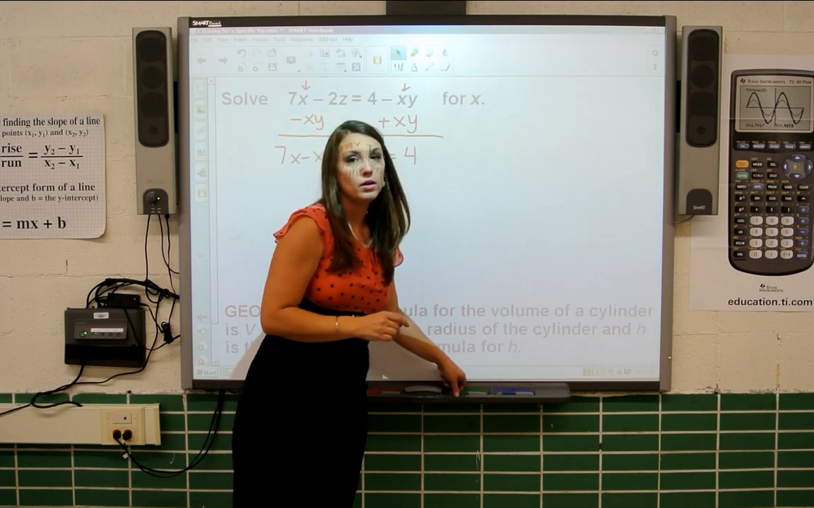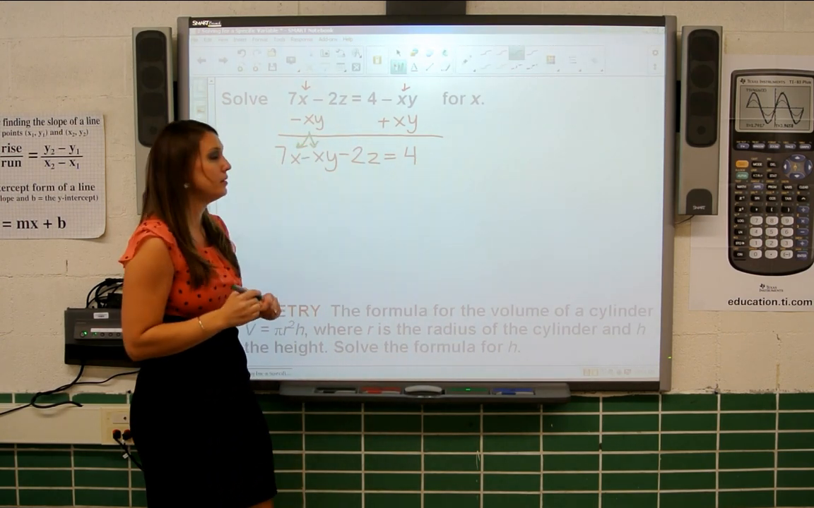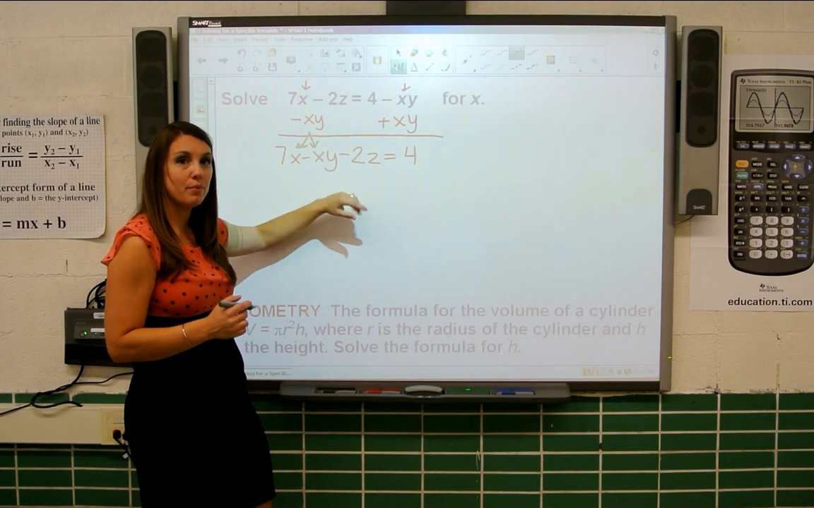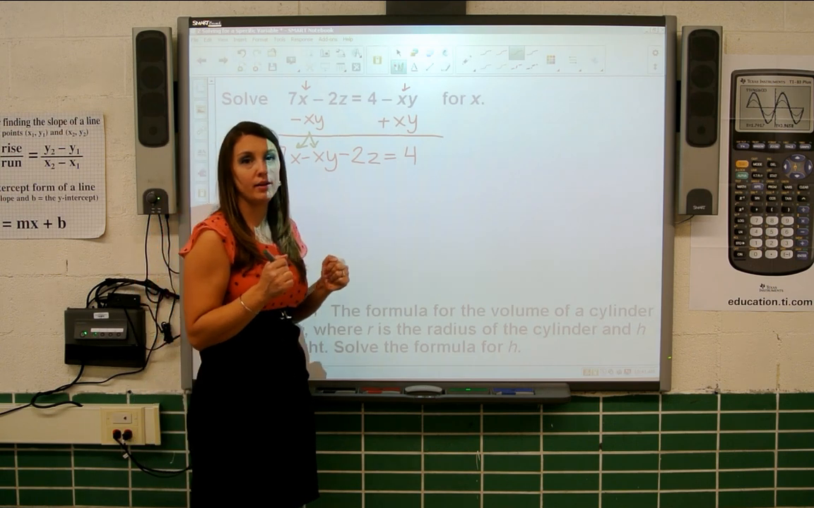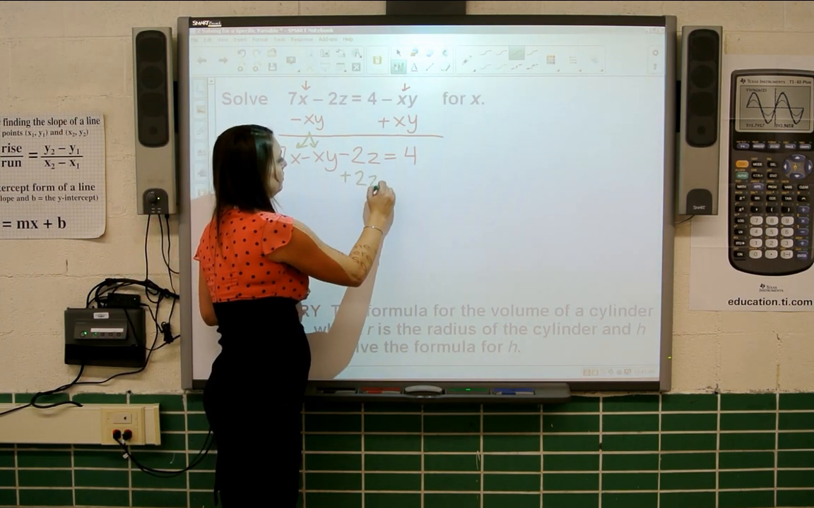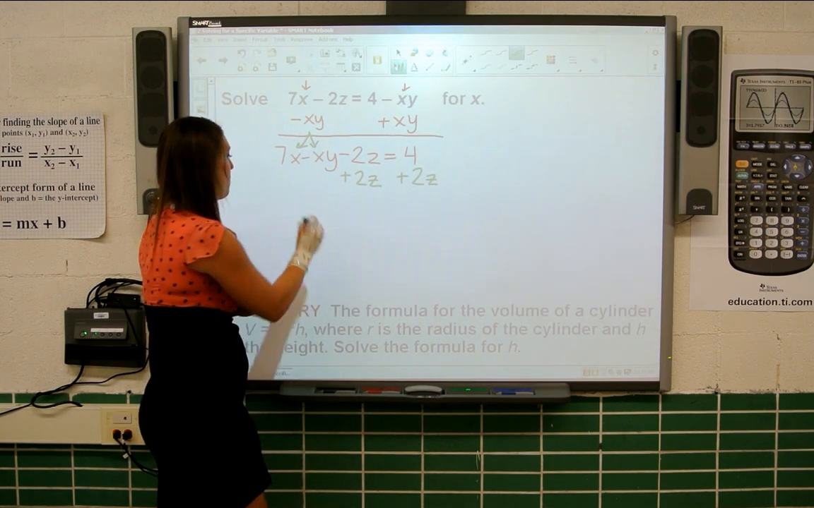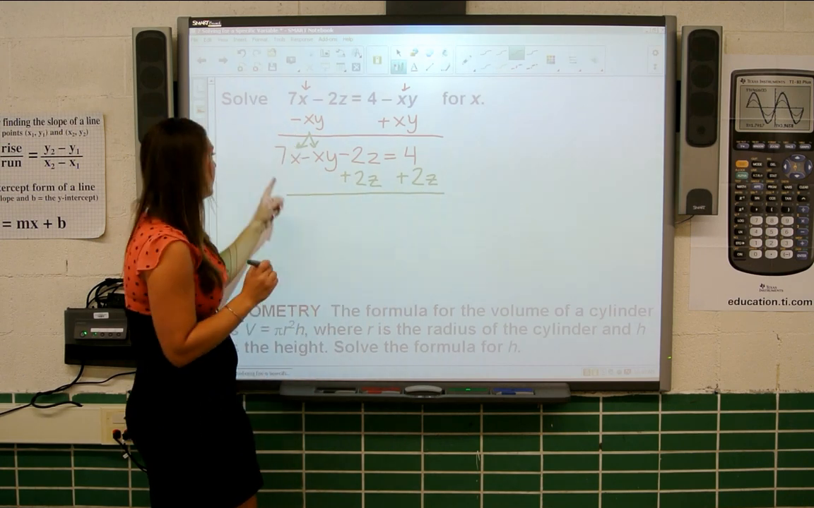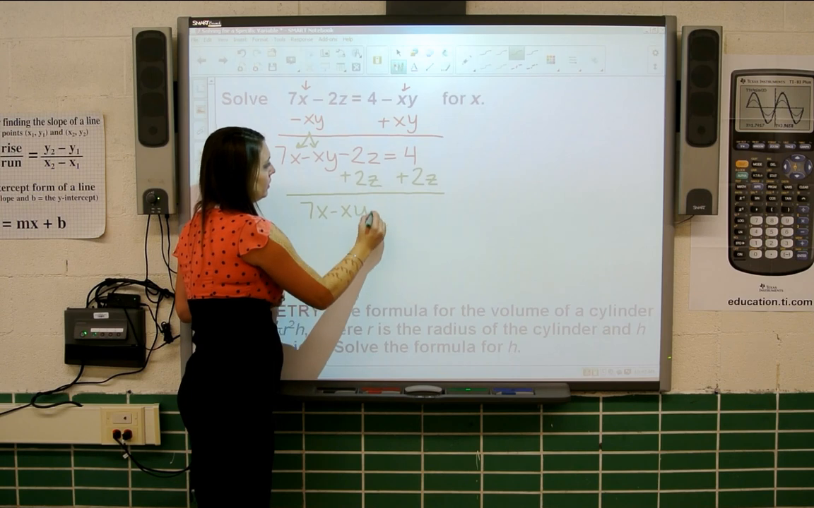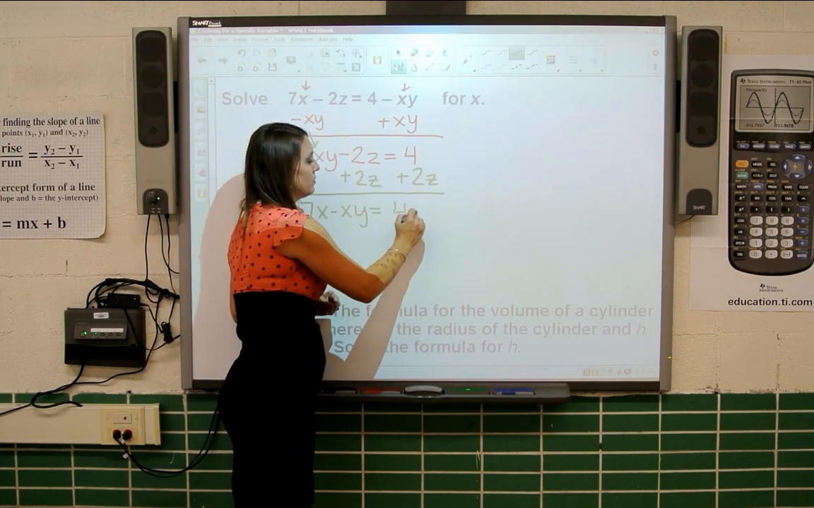Okay? Both of our x's are now on the same side, right? X here and x here. But we have this too, and we don't want that. So we're going to go ahead, opposite operation. If this is subtracting, we're going to add it, and we're going to just move it on over to the other side. Alright, so we have a 7x minus an xy equal to, again, can't combine those, keep them separate, they're not like terms.